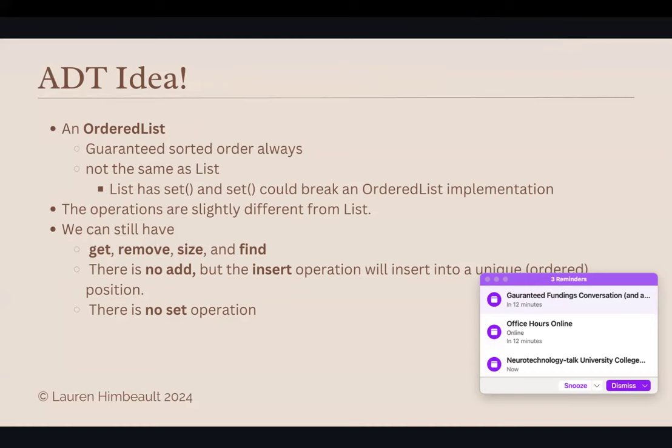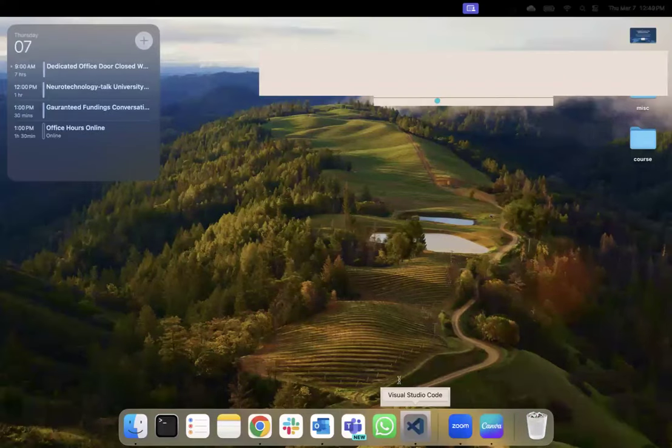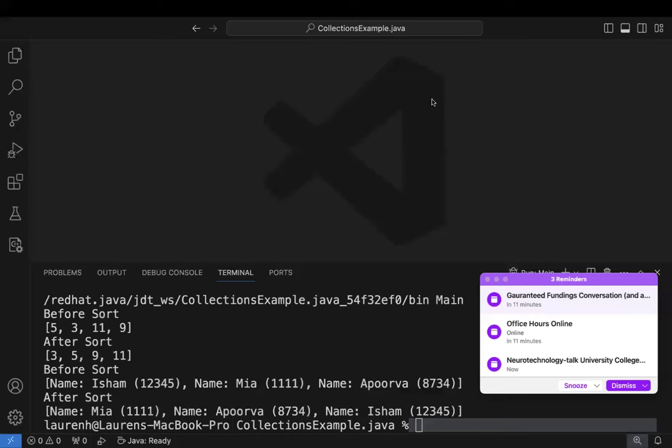So if we're going to make our own ADT ordered list, we can still have things like get, remove, size, and find, but it doesn't make sense for there to be an add. That being said, we do need to get data in there somehow, and what we would probably have is an insert. And then the insert operation can ensure that the ordered position is maintained. So let's just take a look at what we might want to write for this code.